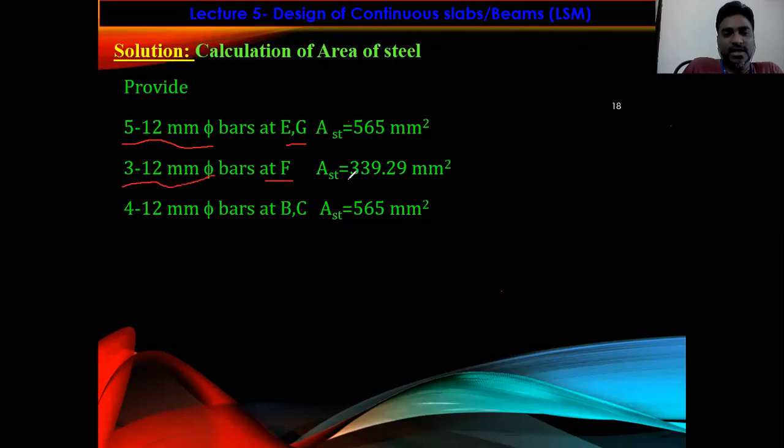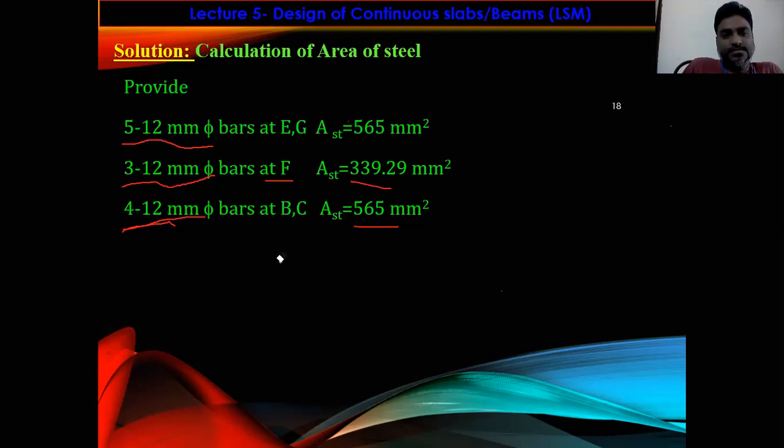So the total area of steel is 339.29 mm². And at B and C, that means at the supports, we require 4 bars of 12 mm dia, right? The total area of steel is 565 mm². So this is how you need to determine the area of steel required in the tension zone for different places, that means middle spans as well as supports, right?